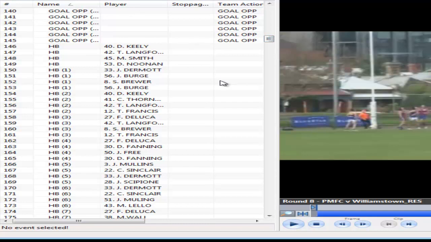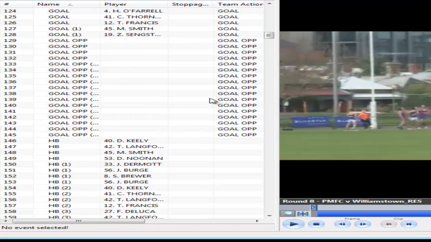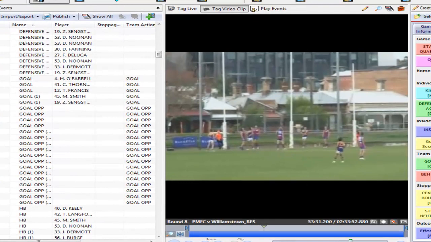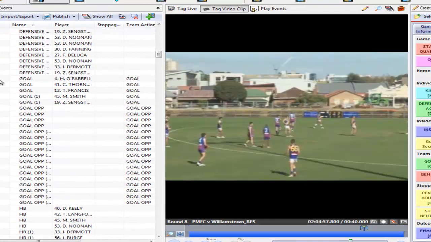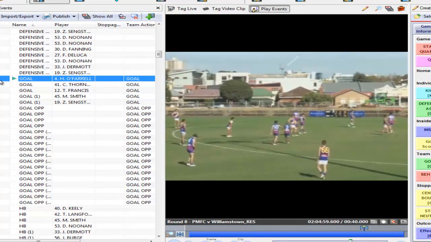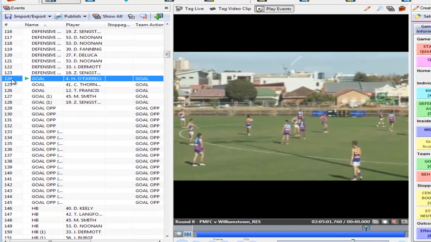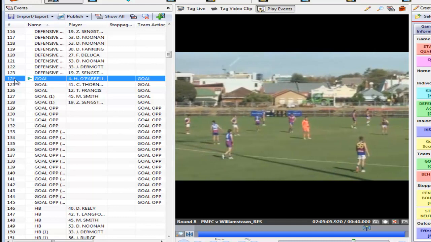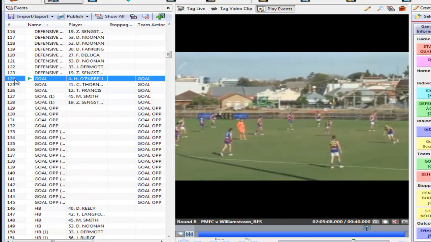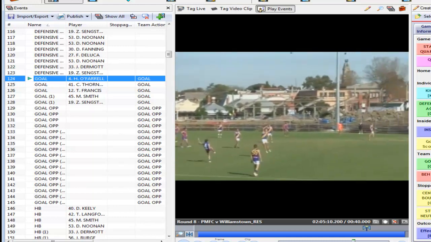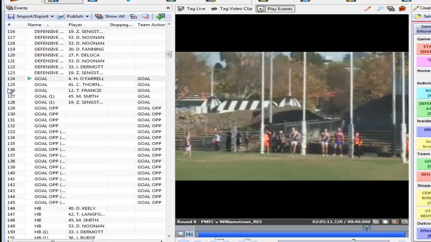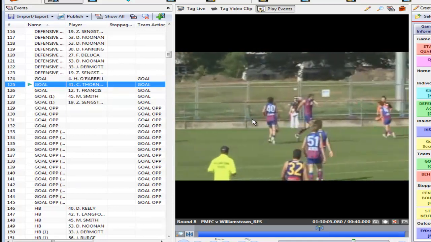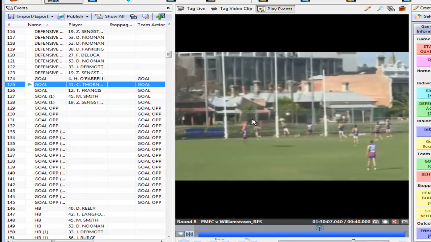If I want to review any of these events, for example, you can see that we've got four goals here. If I double click on this event, that event will come on screen and it'll play for me. So you can see we're just about to see player number four kick a goal. Can you guys just confirm you can see that video okay? Yep. So you can see here he's just about to kick a goal. If I want to go to the next one, I just double click on it and it will appear as well. So obviously we've got another goal.